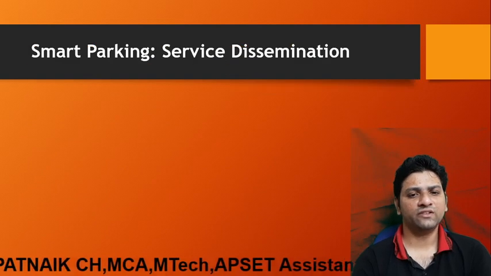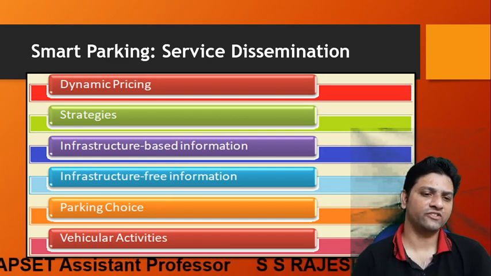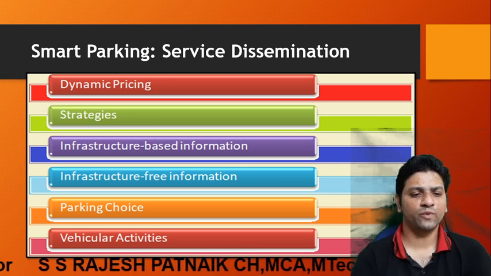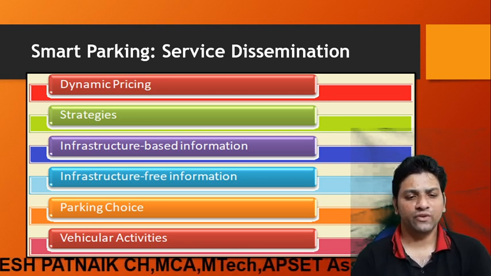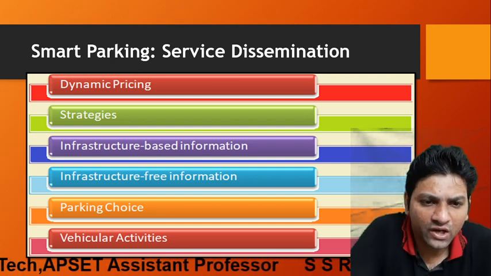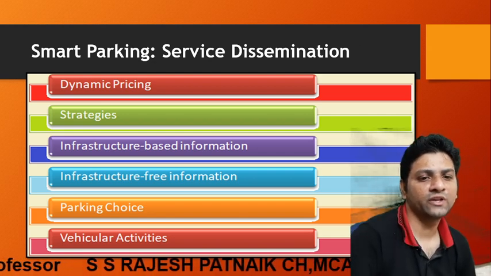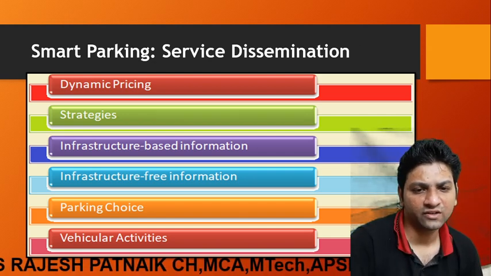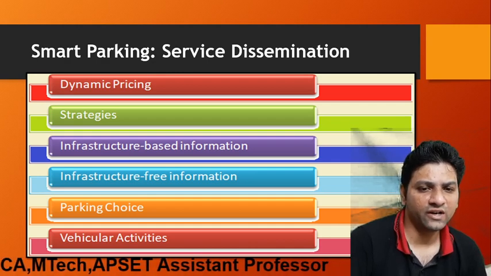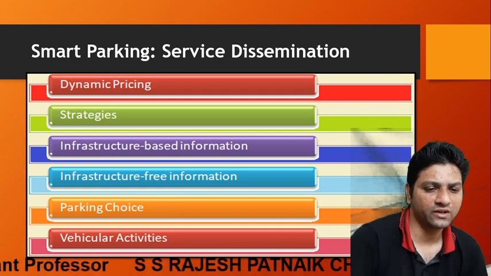Next is service dimension. In service dimension: dynamic pricing strategies, infrastructure-based information, infrastructure-free information, parking choice, and vehicular activities. That means services will be provided through the cloud or different parts of organizations or industries, which provide various service dimensions whenever we go for smart parking.